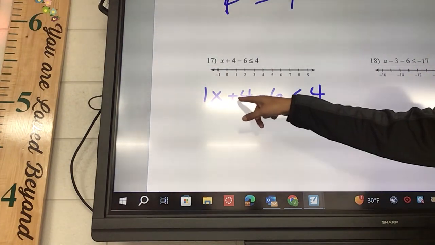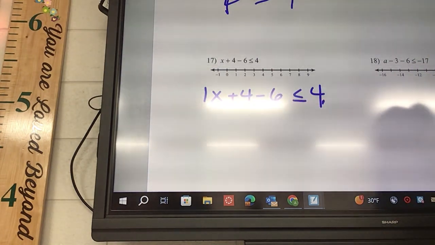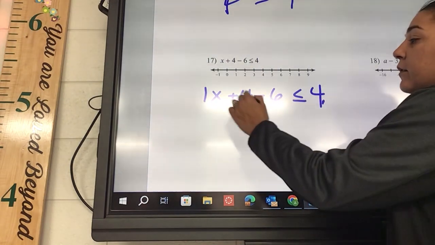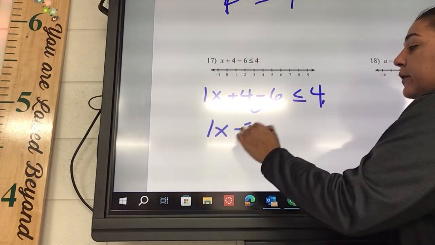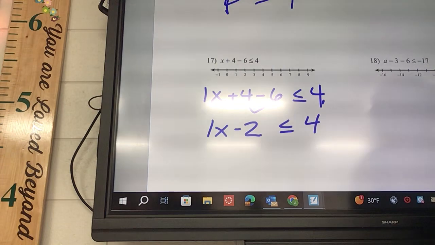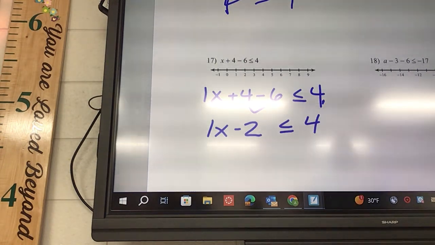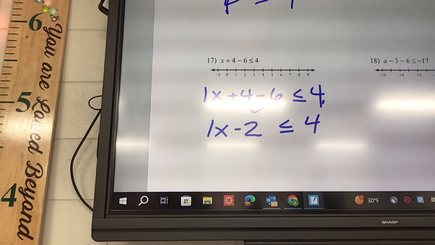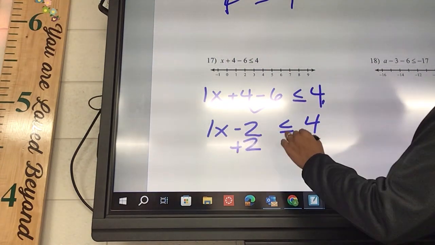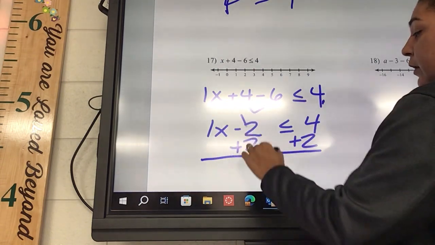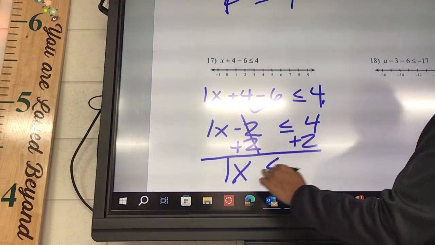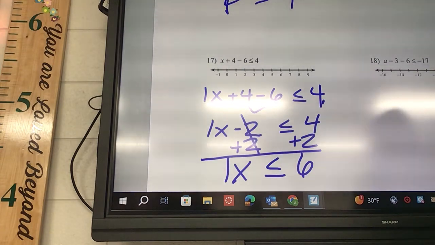So what is 4 minus 6 or plus 4 minus 6? Negative 2. Okay, do they have a third wheel on their date? They do. Okay, and so we need to move their third wheel first. How do I move that third wheel? Plus 2. And so I'm going to get 1x and a 6.